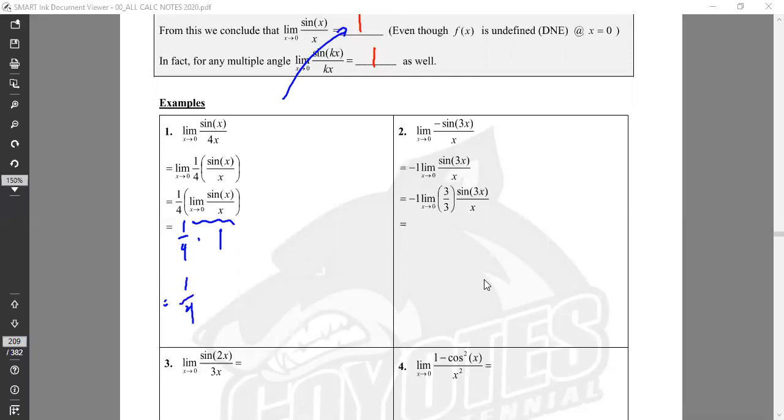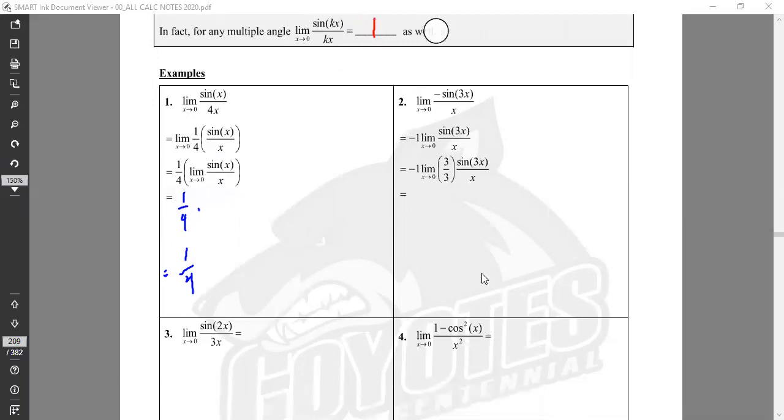So what we're doing in this section is we're just massaging these to try to make something look like this, so we can evaluate that limit by this magical property that this is equal to 1.